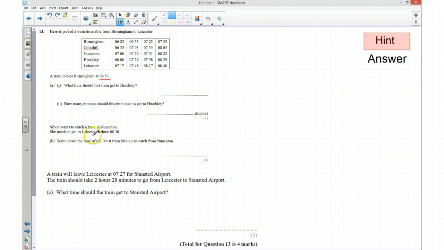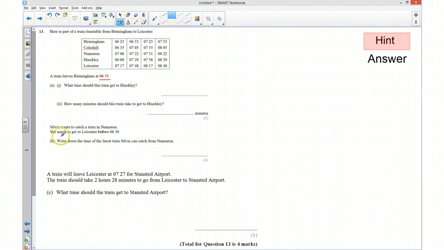So I'm just going to give you a hint as to how you can go about doing this. This top row here tells us what time the train leaves Birmingham, and then it arrives at Collis Hill at these times here, and then Nuneaton at these times, etc. And there are actually 4 different trains that we're talking about here. So you can use that information to decide which train this one's talking about and what time that arrives at Hinckley.